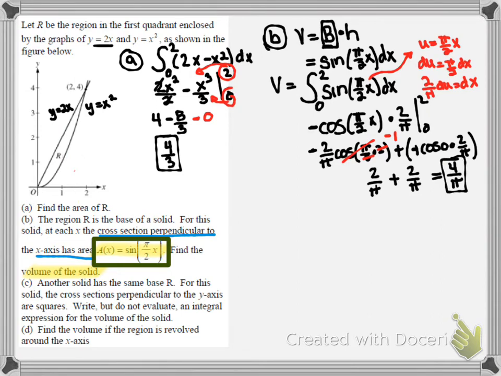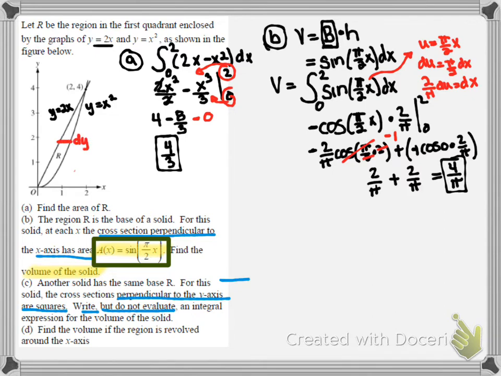For part C, we have another cross-section, but this time our cross-sections perpendicular to the y-axis. So that means they're going to be horizontal squares. Okay, so we're not going to evaluate this volume. So now the cross sections are going to be horizontal. That means I'm going to have a small change in y.